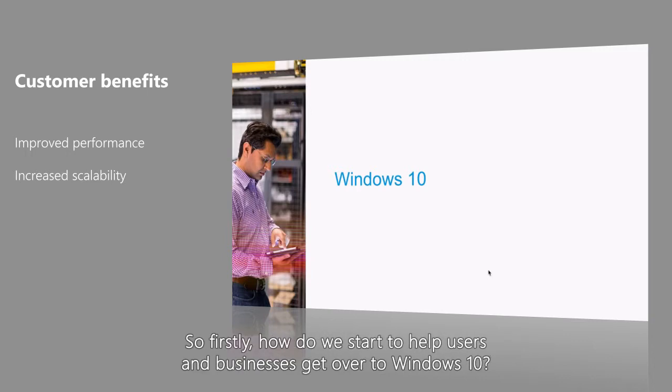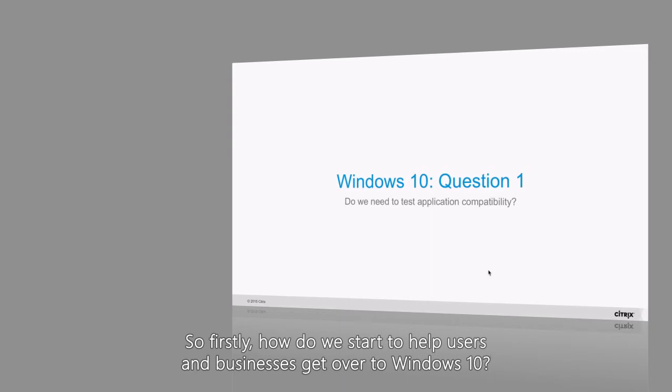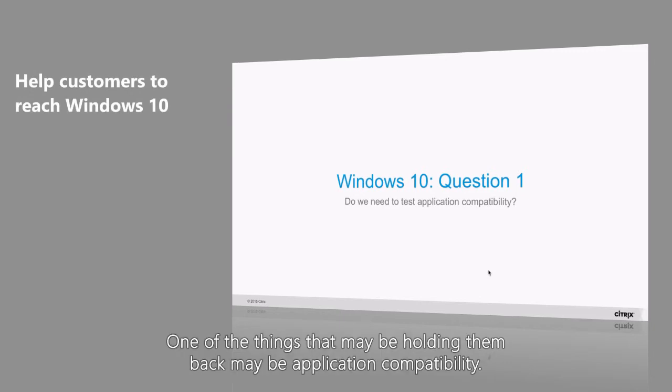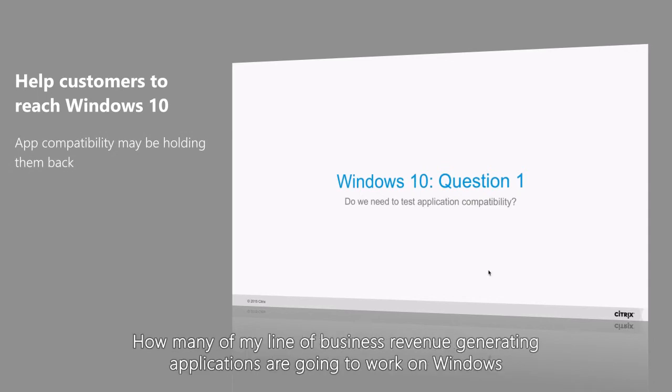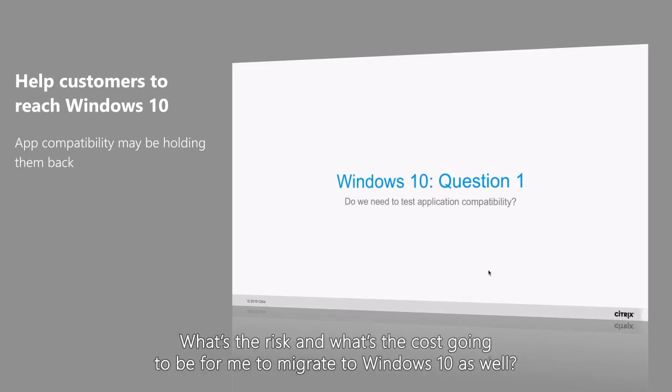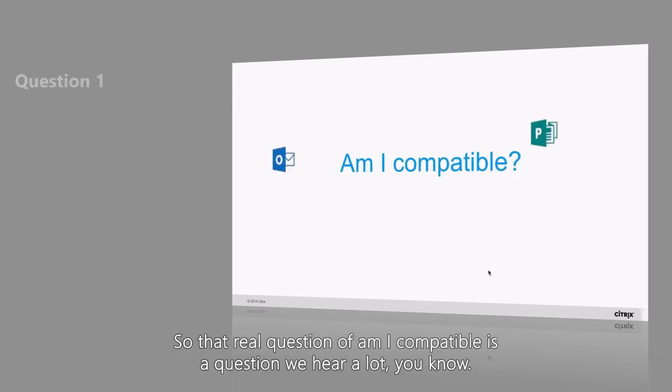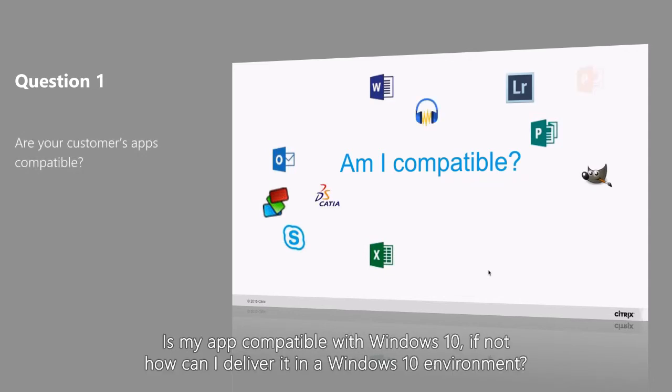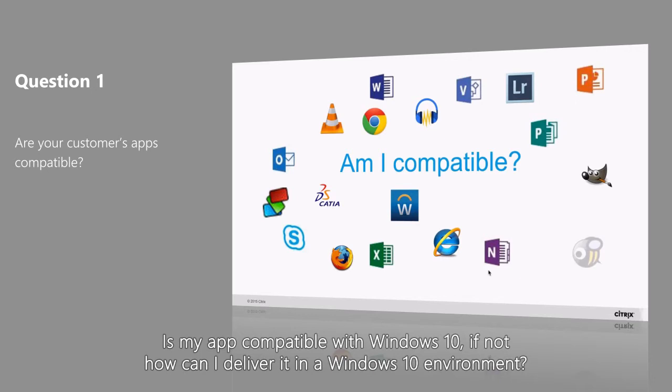So firstly, how do we start to help users and businesses get across to Windows 10? How do we help them to make that move? One of the things that may be holding them back may be application compatibility. How many of my line of business revenue generating applications are going to work on Windows 10? What's the risk and what's the cost going to be for me to migrate to Windows 10 as well? So that real question of am I compatible is a question we hear a lot. And is my app compatible on Windows 10? And if not, how can I deliver it in a Windows 10 environment?